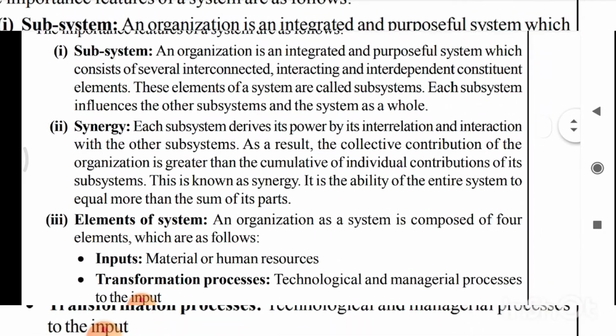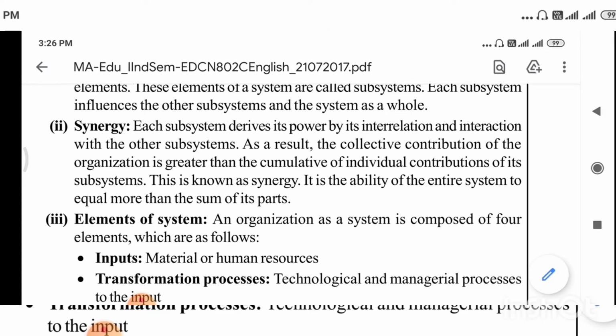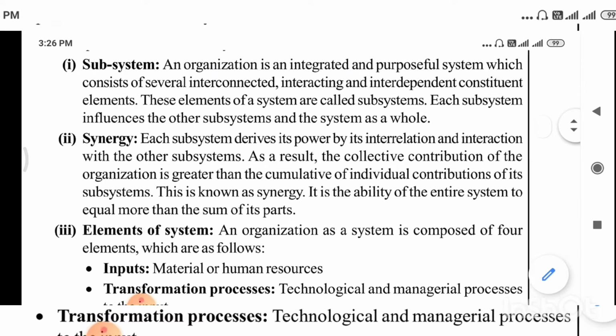The first is subsystem. Any organization is an integrated and purposeful system which consists of several interconnected, interacting, and interdependent constituent elements. Each and every organization has small to big different elements in it. Just take an example of a hotel. It's a system, an organization which is running. There you have a room boy to the top level hotel manager. Everybody is contributing with a common goal.